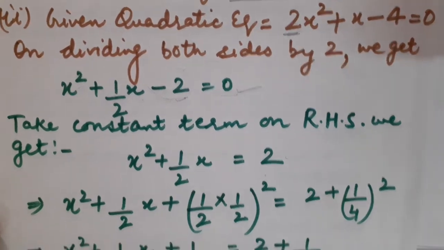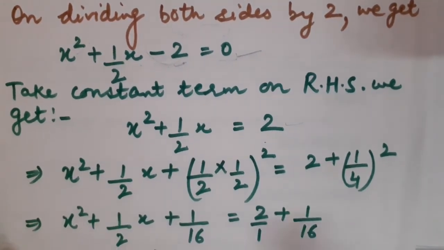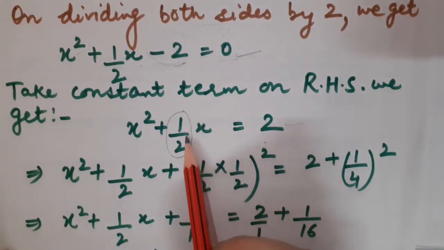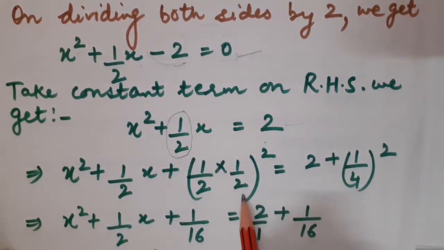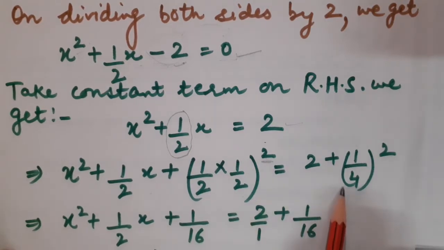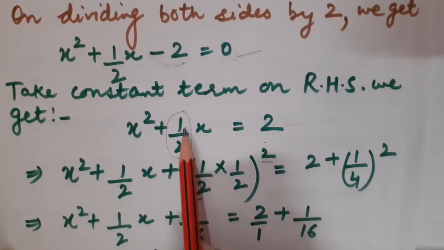Correct, children? Now, what was the third step? That you have to make the numerical coefficient of x half, and then you have to take its whole square and add that whole square on both the sides. Fine, children. So let us make this half.